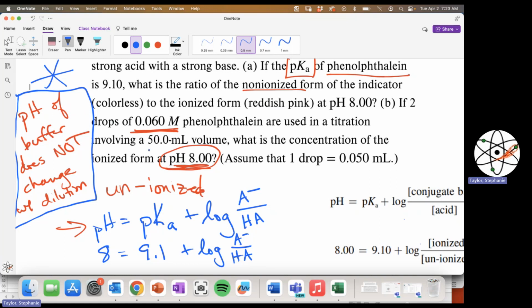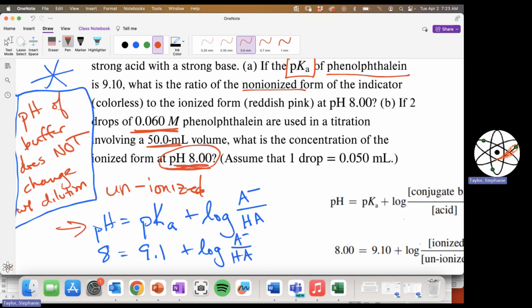You can just tell I'm not super thrilled, because basically it's the same ratio. I just have to figure out my new concentration. One of the things I need to know for my new concentration is my new volume.